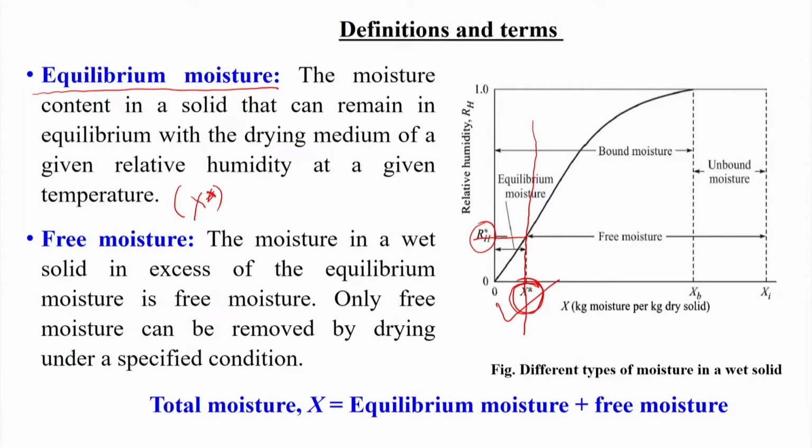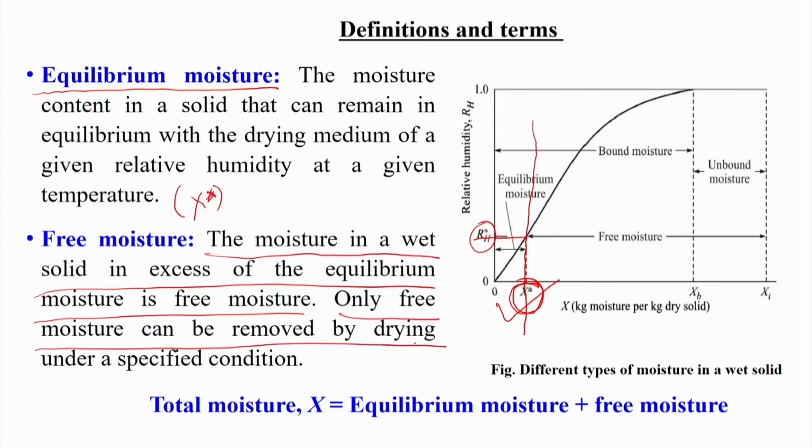And the free moisture, we can also say, is the excess of the equilibrium moisture in the total moisture. The moisture in a wet solid in excess of the equilibrium moisture content is free moisture. But the technical definition is that only free moisture can be removed by drying under specified conditions, meaning a particular temperature, pressure, relative humidity of the drying medium, and the flow rate of the drying medium. In that condition, which amount actually can be separated.